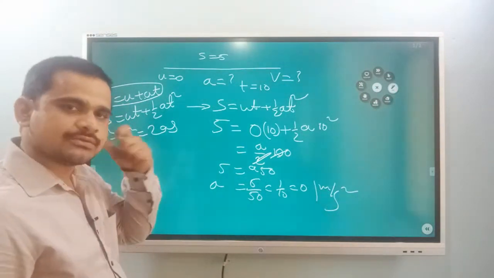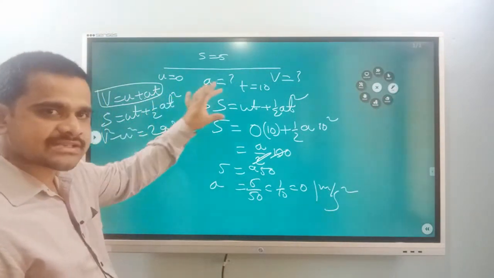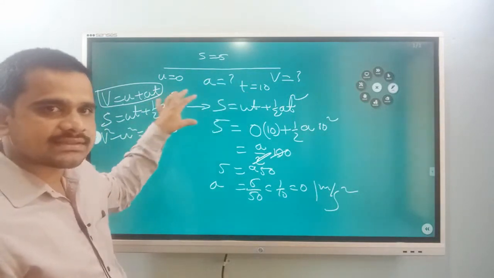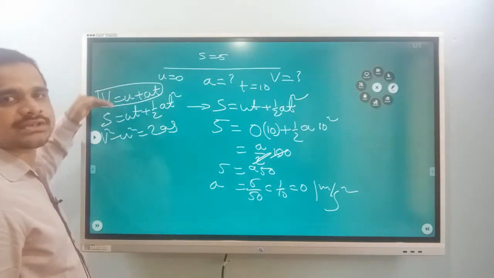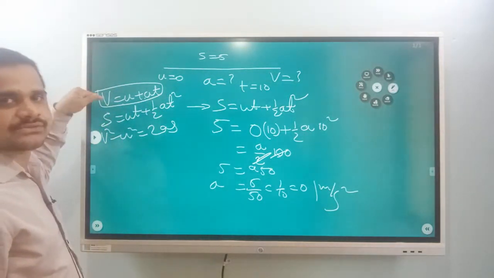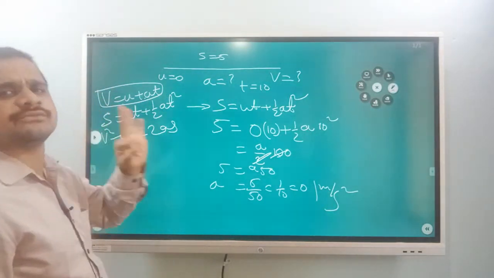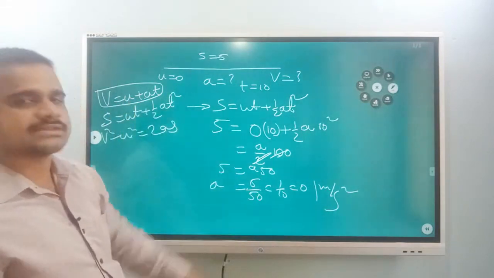See here, what we have to do is first try to understand what has been given. Write the things down, and among these expressions, check which one has to be used: V is equal to U plus AT, S is equal to UT plus half AT square, and V square minus U square is equal to 2AS. Substitute the values and we'll get the answer.